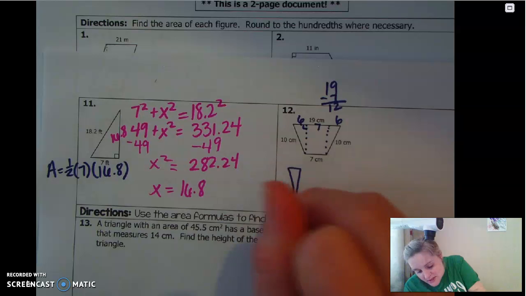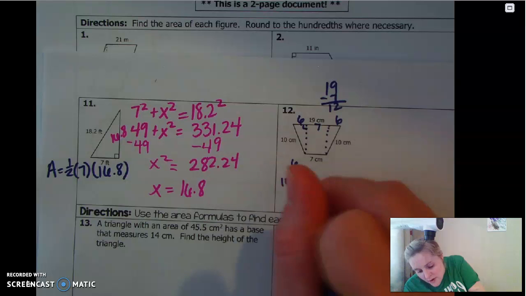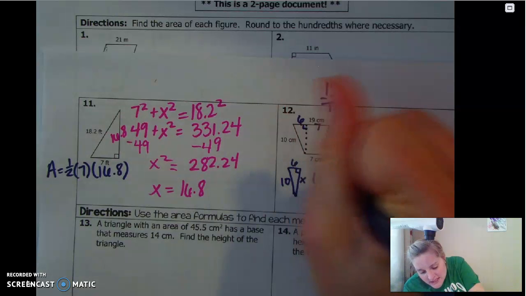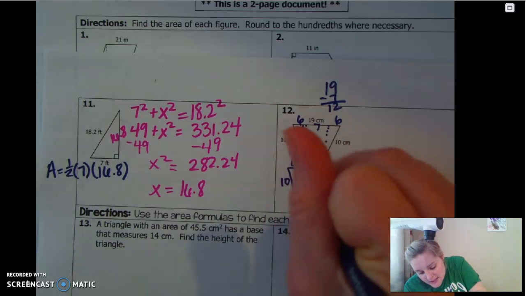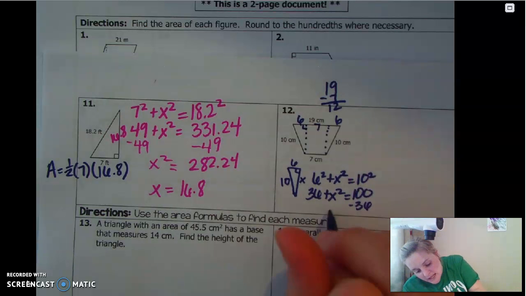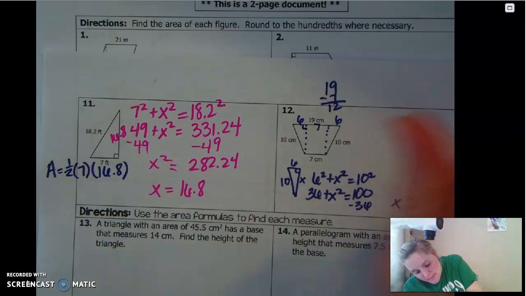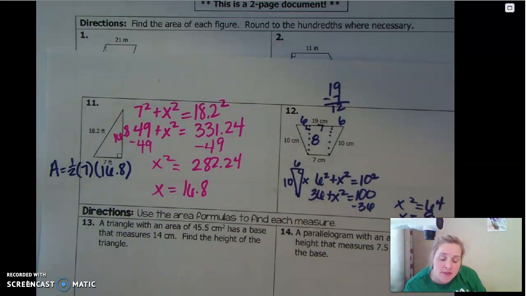So now you can take this little right triangle that we have right here. We know the hypotenuse is 10. We know that that little leg is 6. What we don't know is the height of our trapezoid, and we can find that using the Pythagorean theorem. 6 squared plus x squared equals 10 squared. 6 squared is 36 plus x squared equals 100. I subtract out 36. X squared equals 64. So the square root of 64 is 8. So the height of my trapezoid is 8, and I found that using the Pythagorean theorem.